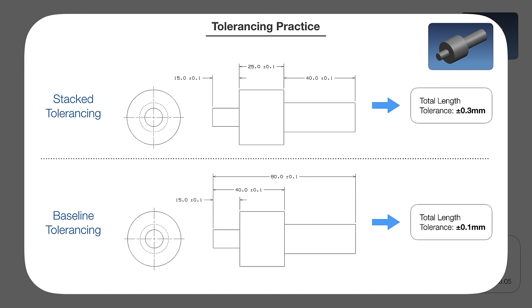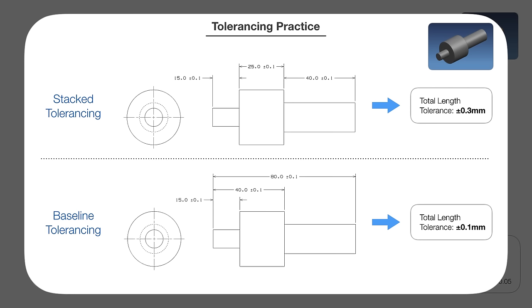When you're applying tolerances, you have to think about how they add up and make sure you're using good tolerancing practice. For this drive shaft part on the top, I've toleranced each segment individually, and on the bottom I've toleranced all the shoulders off of one face. And the result is that using the top method, the total length of the shaft has a plus and minus 0.3 millimeter tolerance window. On the bottom it's plus and minus 0.1 millimeters.